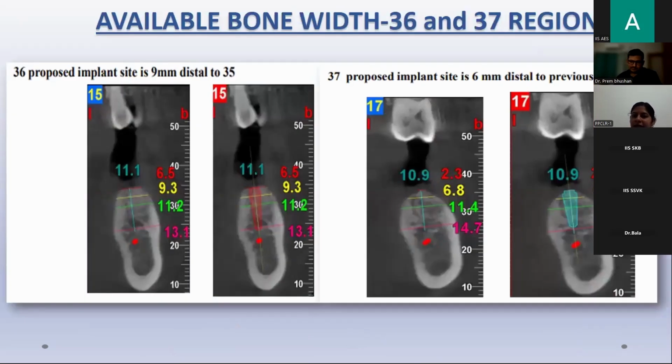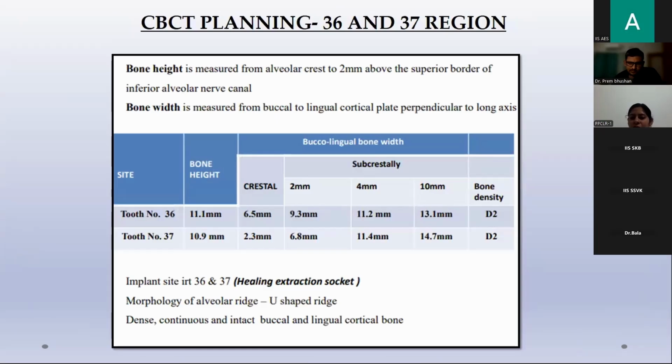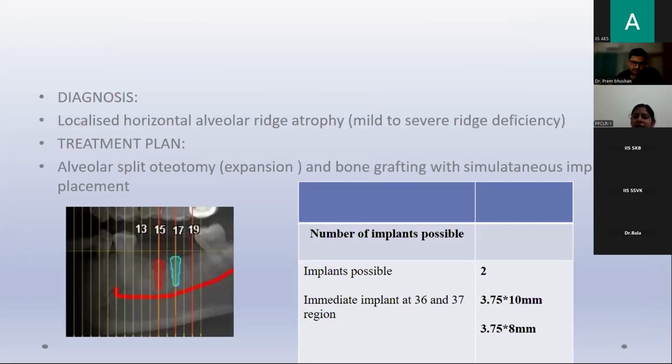So we took a CBCT. These were the CBCT findings. The CBCT report showed that there was an adequate amount of bone height, that is 11.1 mm in relation to 36 and 10.9 mm in relation to 37. The crestal bone width was 6.5 mm in relation to 36 and 2.3 mm in relation to 37. So the diagnosis was a localized horizontal alveolar ridge atrophy ranging from mild to severe ridge deficiency.